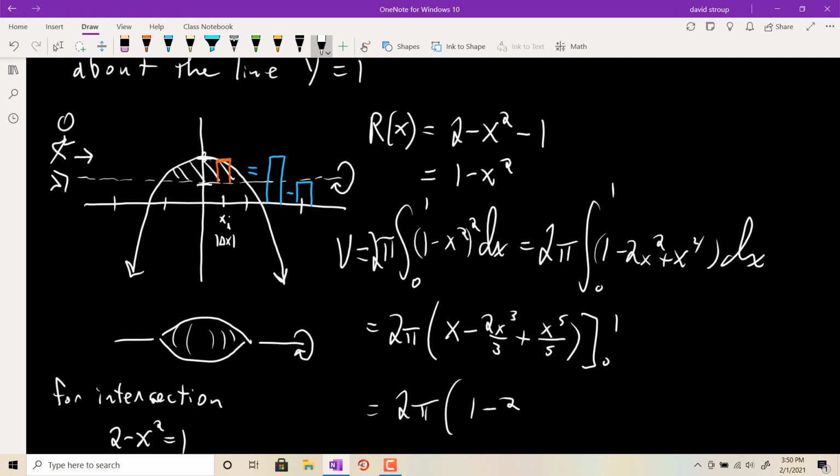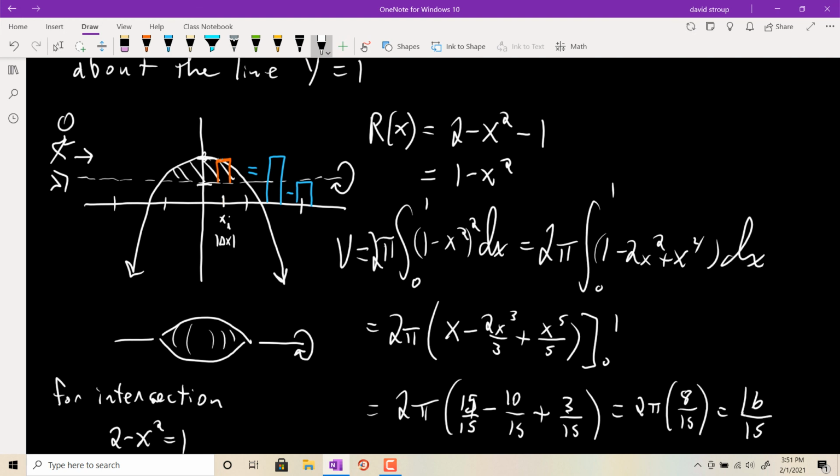Let's get a common denominator, right? So it's going to be 5/5. Oh, we're going to have 15 as our common denominator. So 15/15 minus 10/15 plus 3/15 minus 0. So 8/15. 2 pi times 8/15, which will end up being 16/15 pi for the volume.